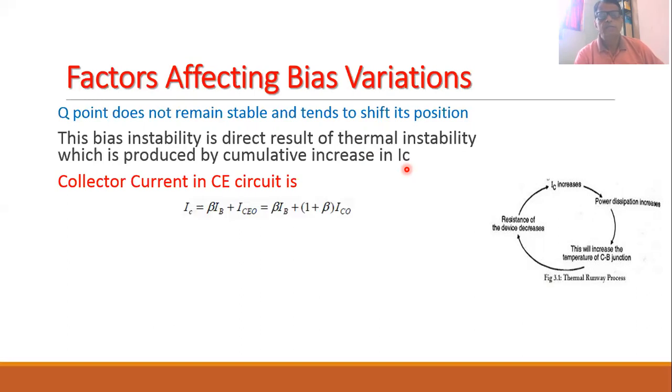For any common emitter circuit, you will find that the collector current of the transistor can be given by this equation. The collector current IC is equal to beta times IB plus ICEO. The same expression can also be written as beta times IB plus, where this ICEO can be replaced by 1 plus beta times ICO, where this ICO is a leakage collector current and beta is the current gain of the transistor, and IB will stand for the base current of the transistor.